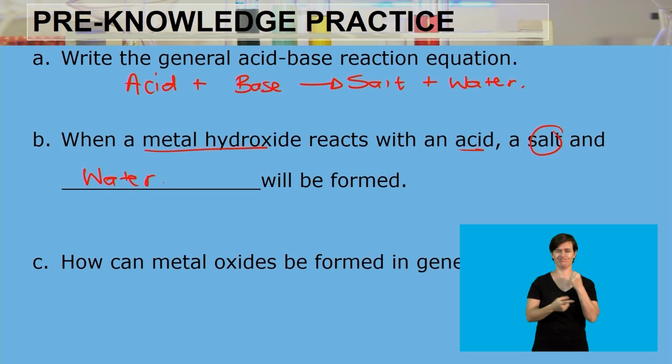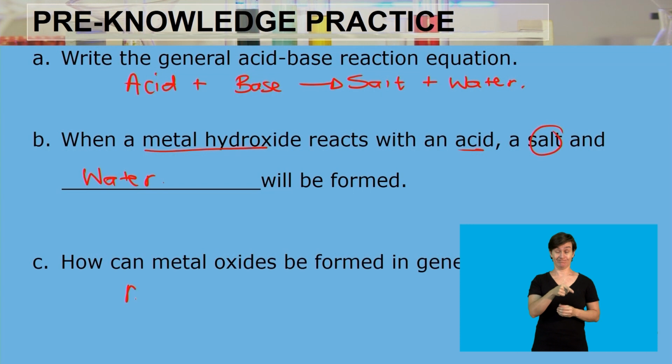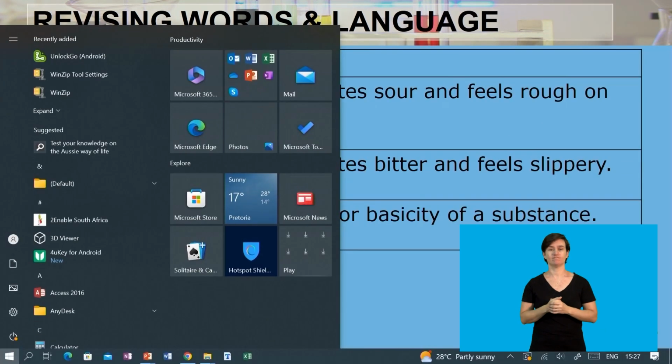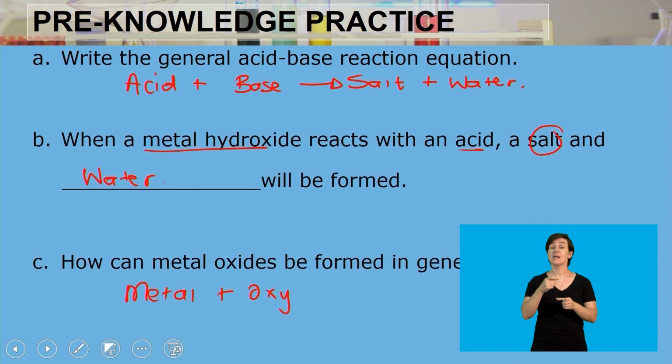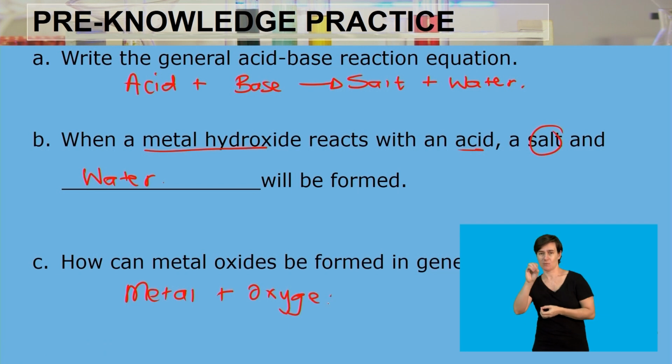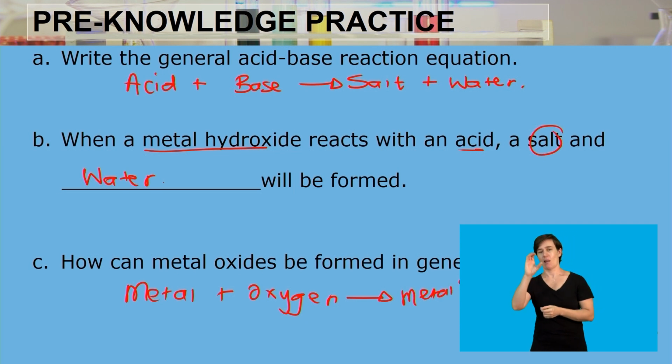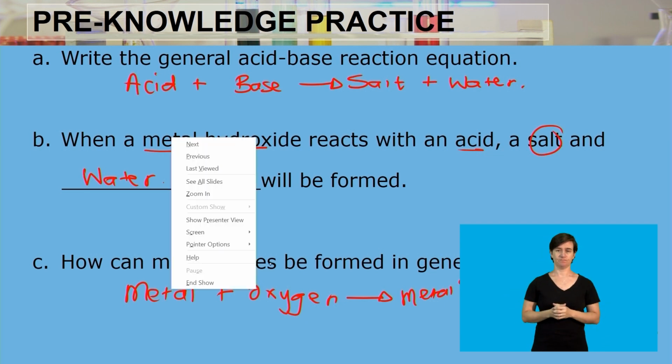And then lastly, how can metal oxides be formed in general? So how do we then form metal oxides? We know that the metal oxide is basically a reaction of a metal plus oxygen. So the reaction between a metal plus oxygen is going to give us the metal oxide, reacting to form metal oxide. So that is going to be our chemical reaction. So this is O for oxygen.